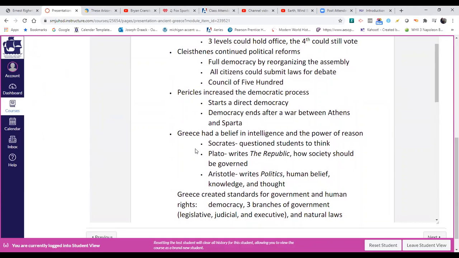Basically, Greece is going to create the standards for the government, or the basis of our government that we have now. This idea of democracy: 1 person, 1 vote. 3 branches of government. So we have 3 branches of government.